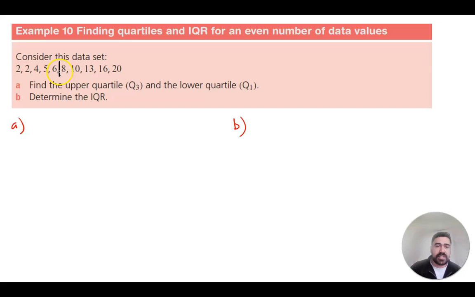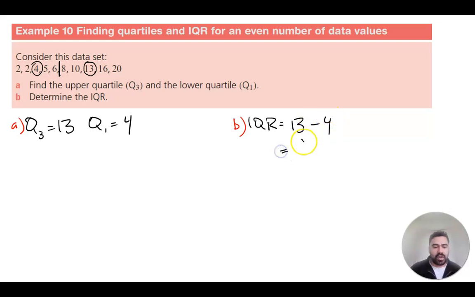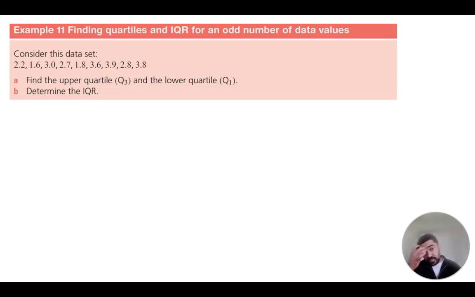Obviously our Q2 is going to be 7. Because we don't have a solo number in the middle, we don't have to omit anything. We've got the left-hand side and the right-hand side. This is a nice easy one because our Q3 is just one solo number and our Q1 is just one solo number. So Q3 is equal to 13 and Q1 is equal to 4. Our IQR in this case is the difference between 13 and 4, which is 9. Nice and easy.